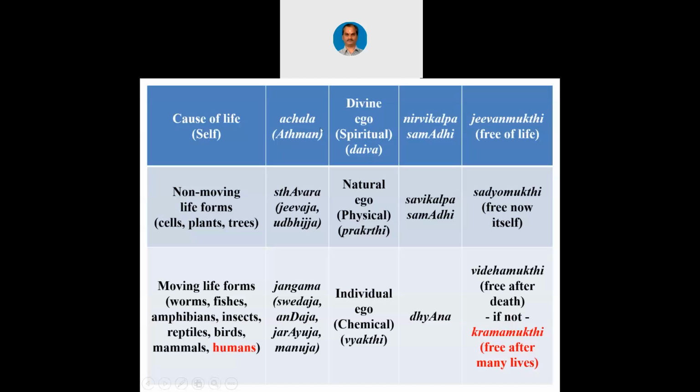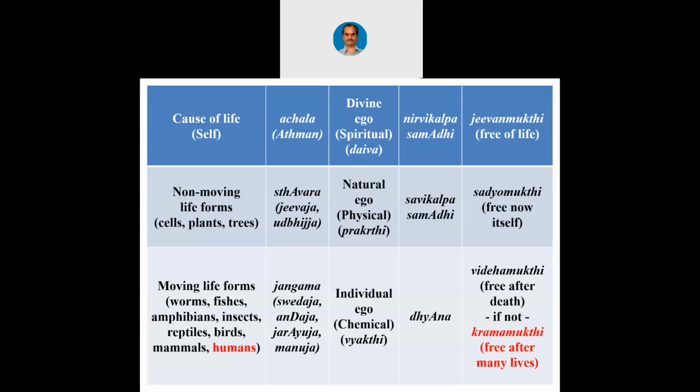And this Atman is basically a divine ego. It is spiritual. We call it as Daiva. Even Atman or self has its own intention to become life. So then we say it has an ego, because ego is basically an intention or a desire.